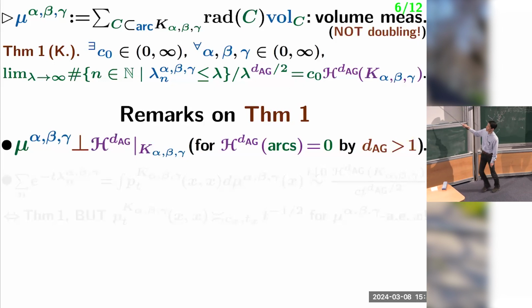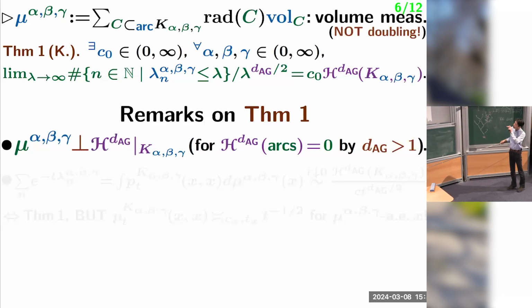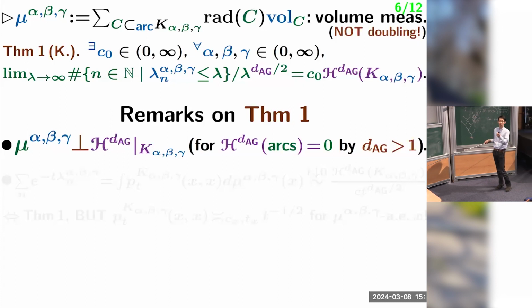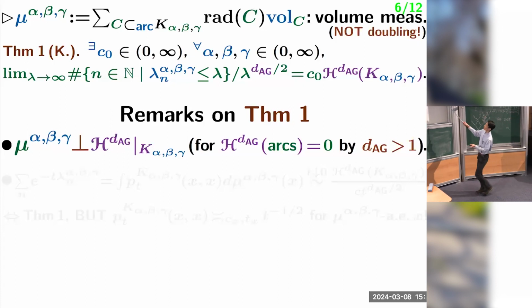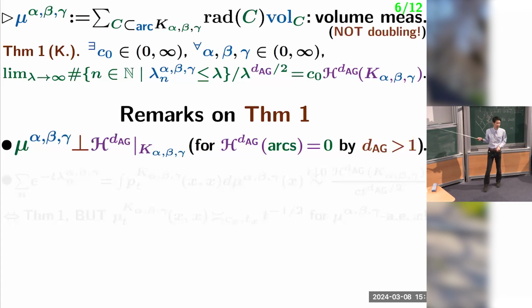And this already shows this singularity. So we have two measures, one for defining the Laplace operator, and the other, the Hausdorff measure, for the eigenvalue asymptotics, and they are mutually singular.